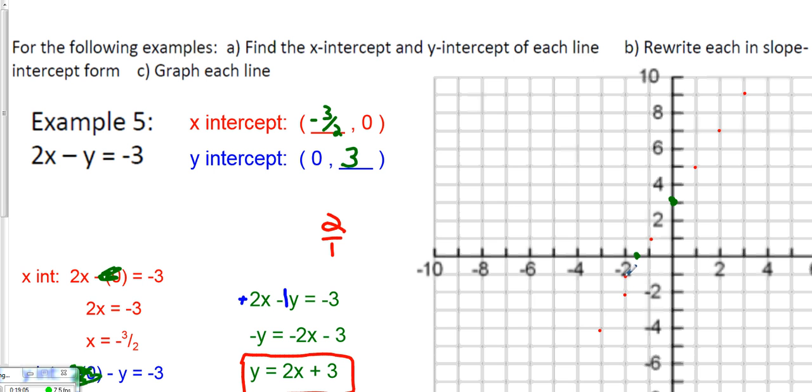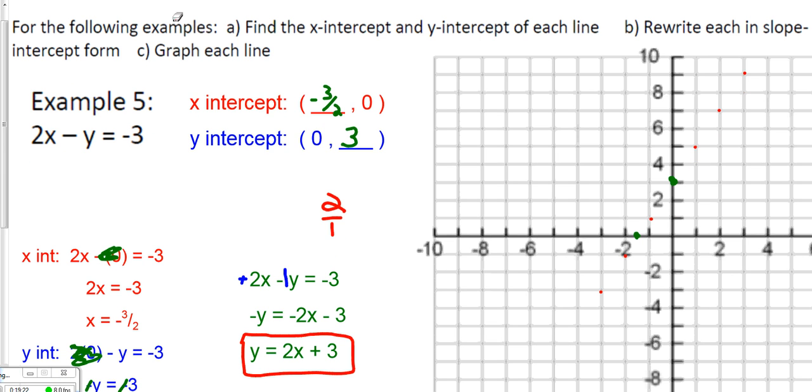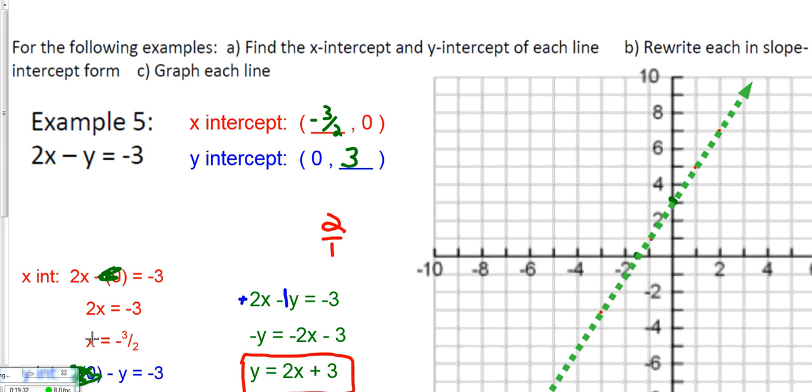Oops. Those need to be 1 up. There we go. Now it fits. So that still makes a straight line going up 2 over 1, up 2 over 1, and it goes through that spot 0, 3. So it fits that equation. Now as we connect our dots, we've graphed our line. And that should cover it for example 5 and our video.